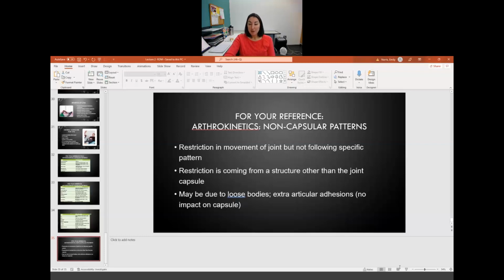Now, if it is a capsular pattern, typically joint mobilizations are recommended. Of course, you would have to look at the indications and contraindications for those specific joint mobilizations. But if it's a non-capsular pattern, most likely joint mobilizations will not be recommended.